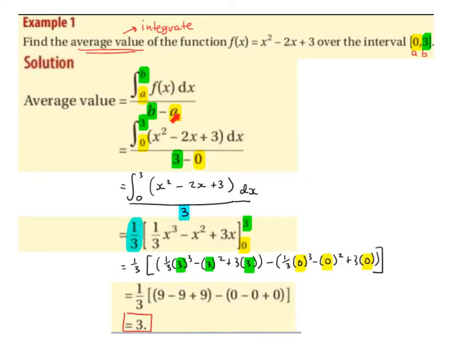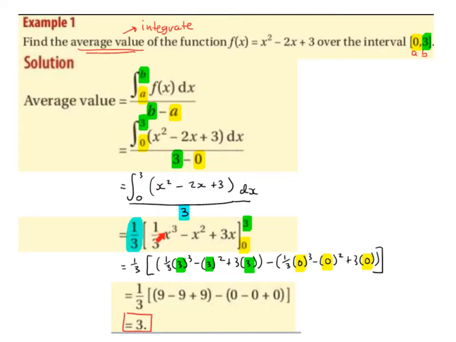b minus a. In our example, the a will be 0, the b will be 3. And this will be the function that we have to integrate. So that's going to give us the integral of x squared minus 2x plus 3 with respect to x between the limits 3 and 0, all divided by 3 minus 0. And 3 take away 0 is 3, and dividing by 3 is the same thing as multiplying by a third, so we can bring the third out in front of the brackets.